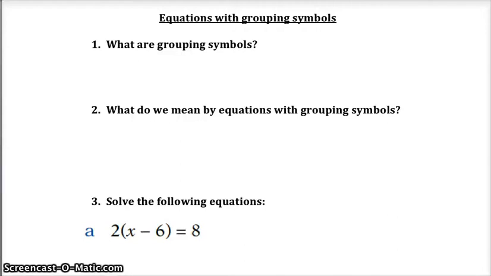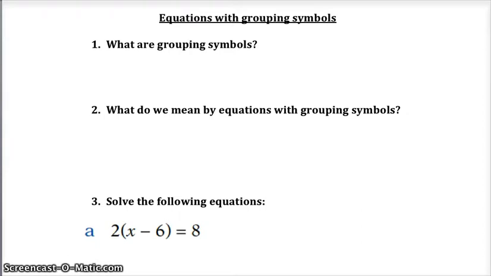Hi, in this lesson we're looking at equations with grouping symbols. So far we've looked at lots of different ways of solving equations, using methods like trial and error, backtracking, and inverse operations, and we've learnt how to solve equations with pronumerals or unknowns, basically in the form of letters, on both sides of the equation. And we're going to be continuing to do that here.